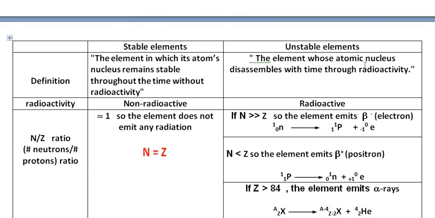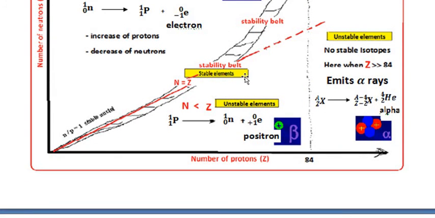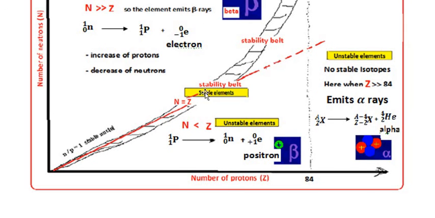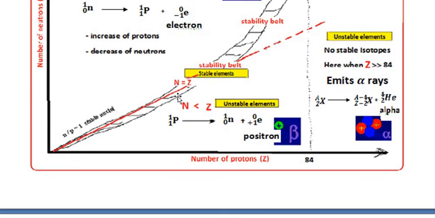Elements are classified into stable and unstable. Stable elements are present directly on the curve, on this line, which is called the stability belt. The stability belt is a nearly straight line, at which all the elements present on this line are stable, and the number of protons and neutrons are nearly equal to each other.